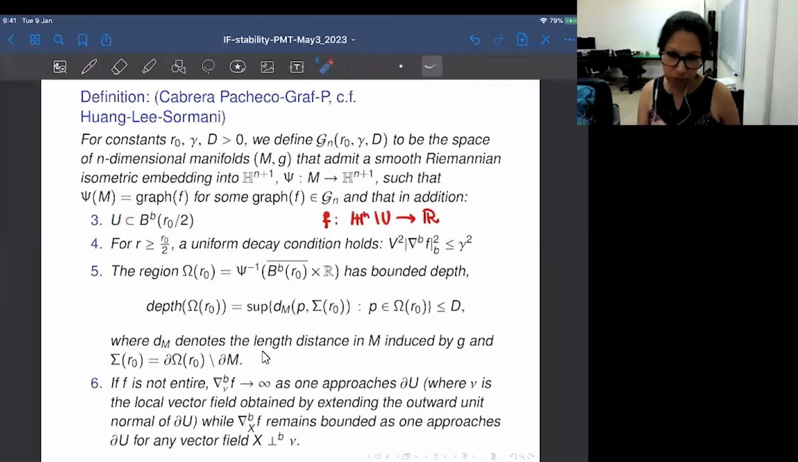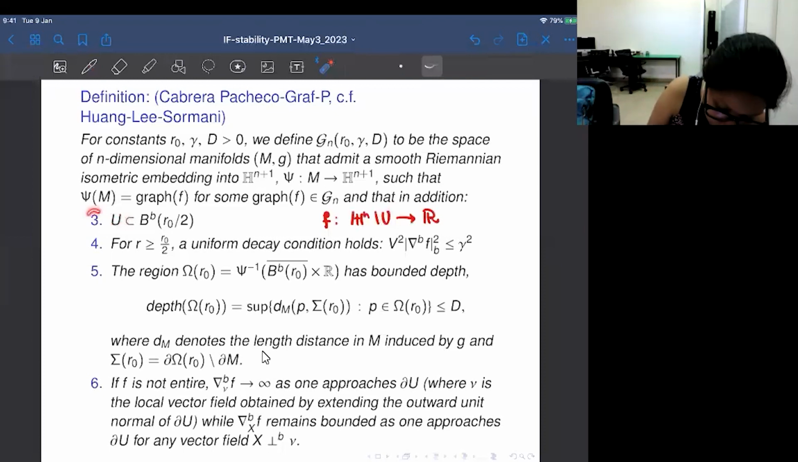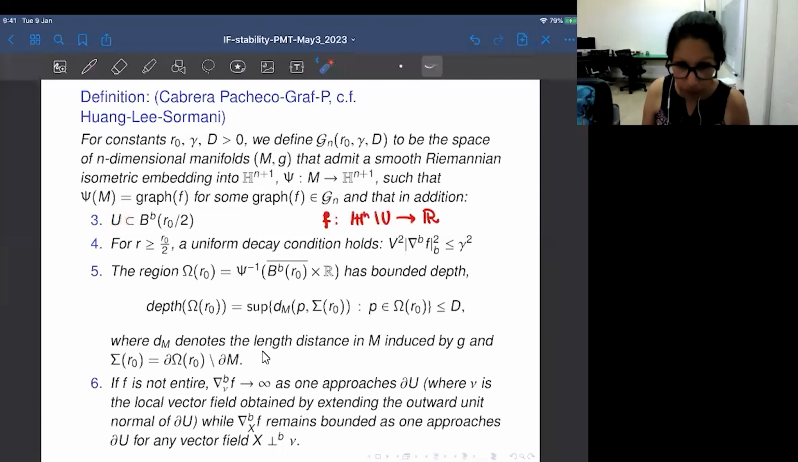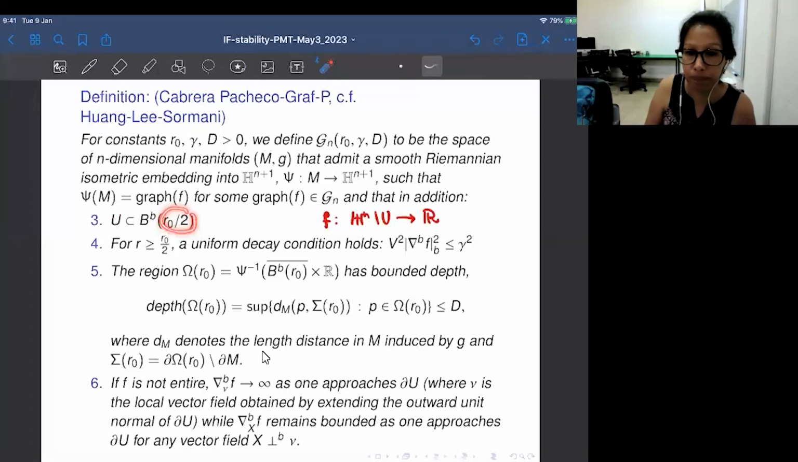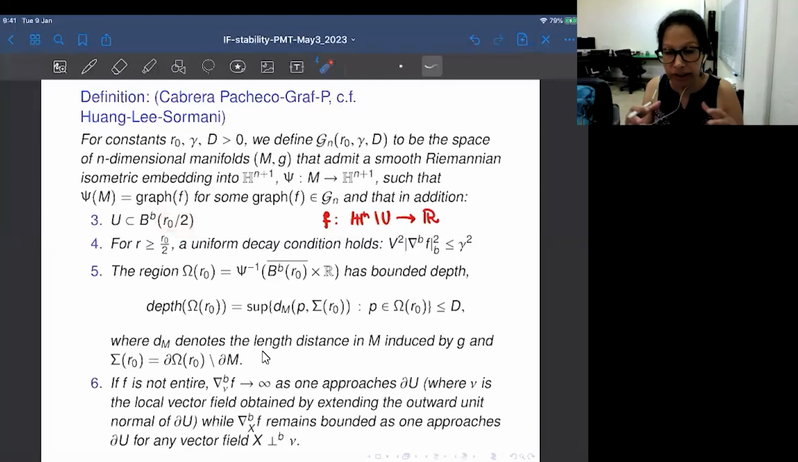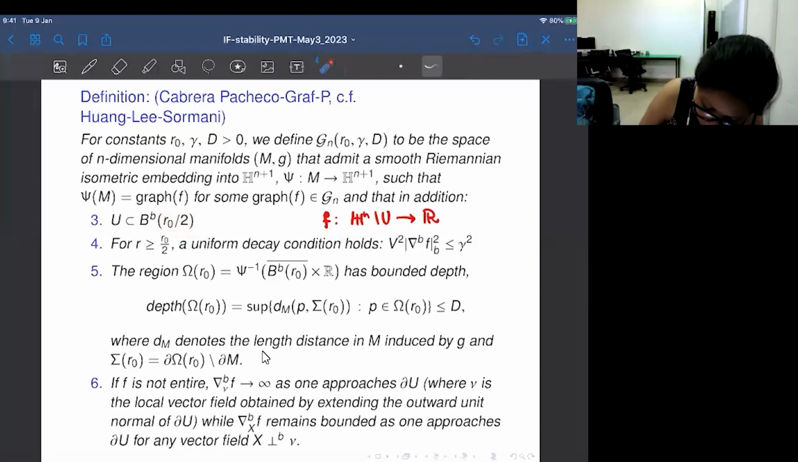So it's not the same U. The U's can be changing if I take a different function. But in equation 3, what we are saying is that all these U's have to be contained in a ball of a given radius. So we want to control the interior where we don't know much about our manifold. And then to study the exterior of our manifold, we put the following condition.